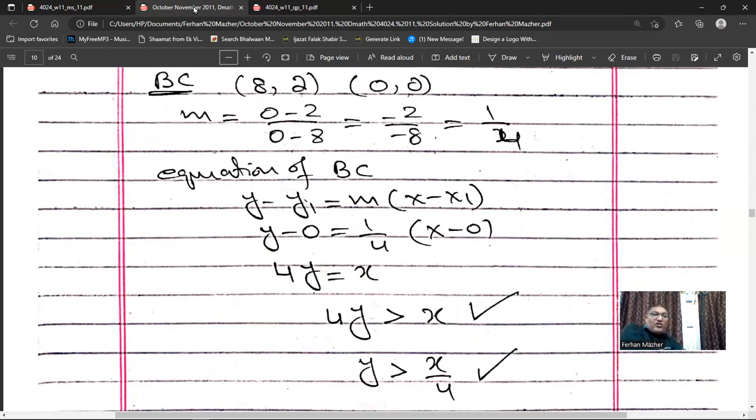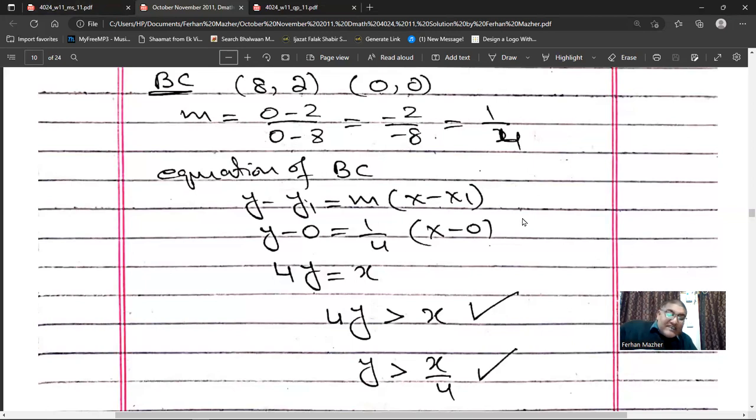So it will be 0 minus 2 and 0 minus 8. Means y2 minus y1 divided by x2 minus x1. So it will be 0 minus 2 divided by 0 minus 8, and that will be equals to minus 2 divided by minus 8, and that will be 1 by 4. So I will use this point and this gradient, and I will find out the equation of this line.